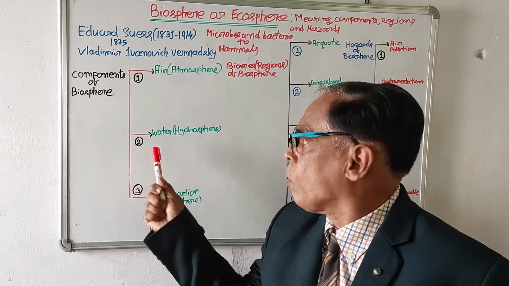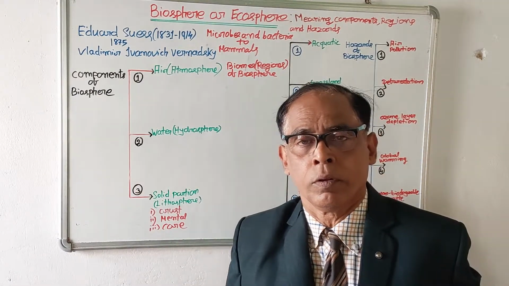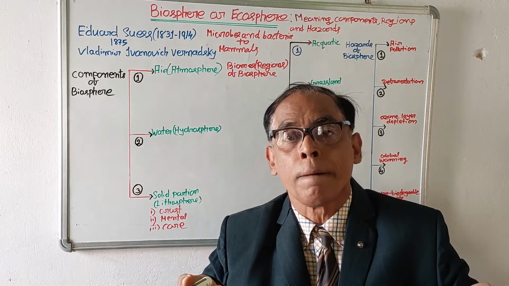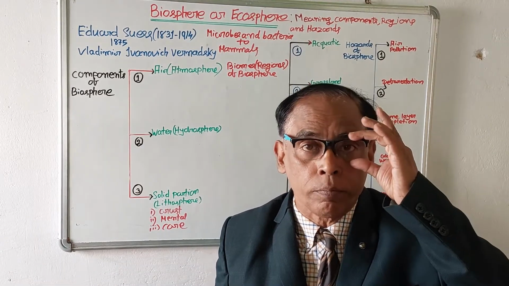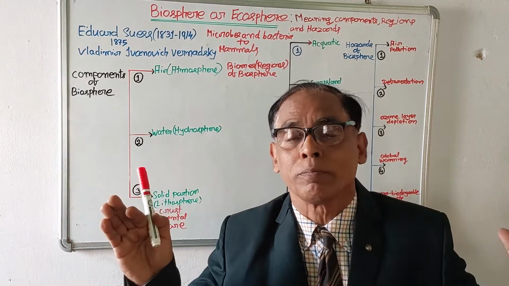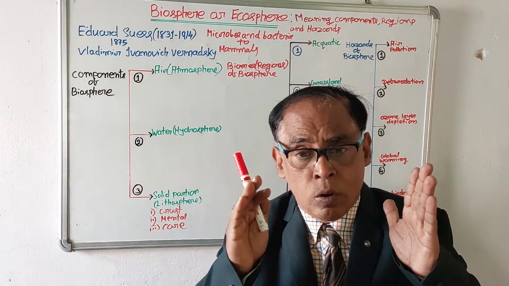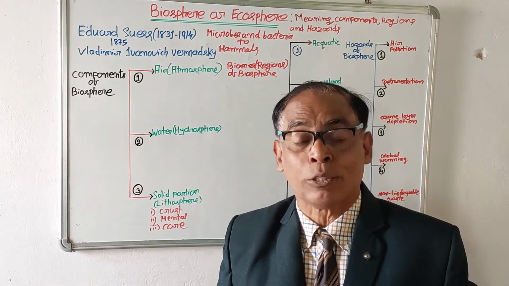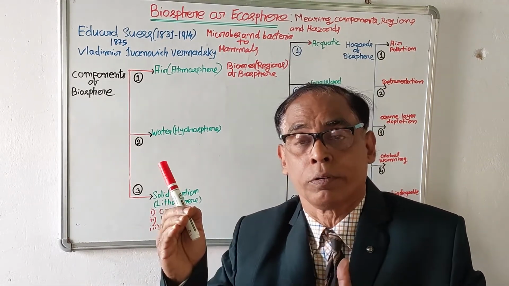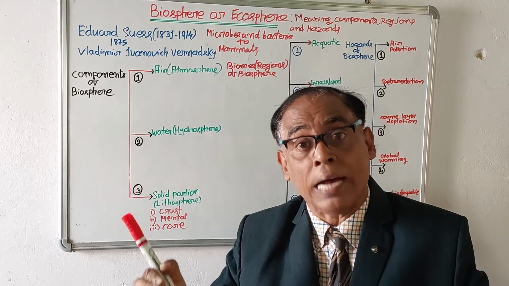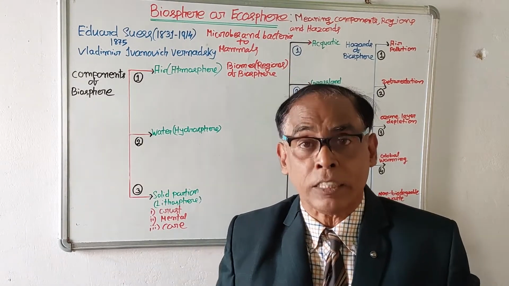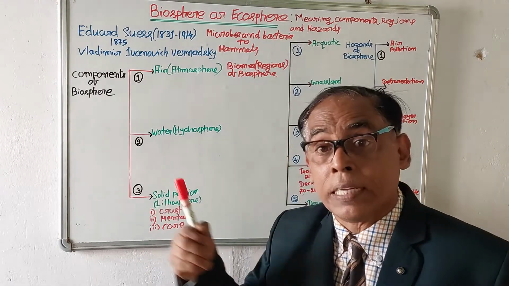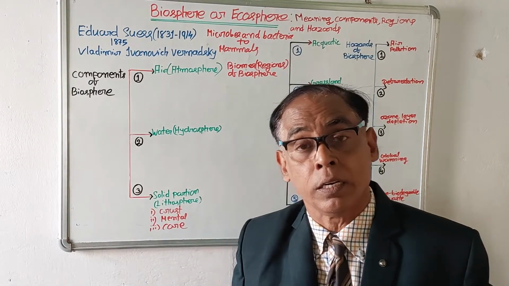And number two, water. Water is another element of biosphere. Without water, life will not be possible, because water makes life possible. So, 3/4 of the earth is water. That is why earth is known as the blue planet. So, water is another important element of the biosphere.